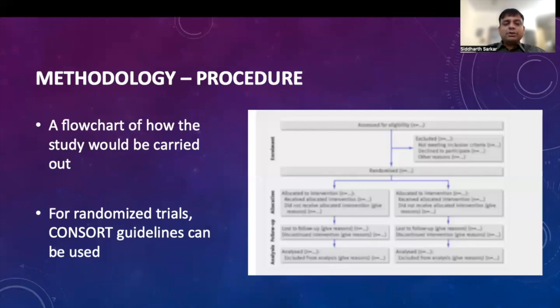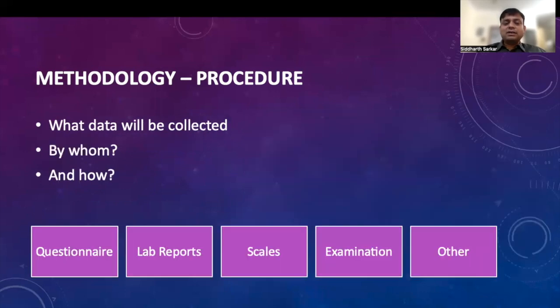Then you show the procedure of your methodology. A flowchart of how the study will be conducted would be useful. For randomized controlled trials, there is a CONSORT guideline available, which mentions the different steps. So you can mention the different steps that will be there and at what time points assessments will be done, and that can be a kind of flow chart.